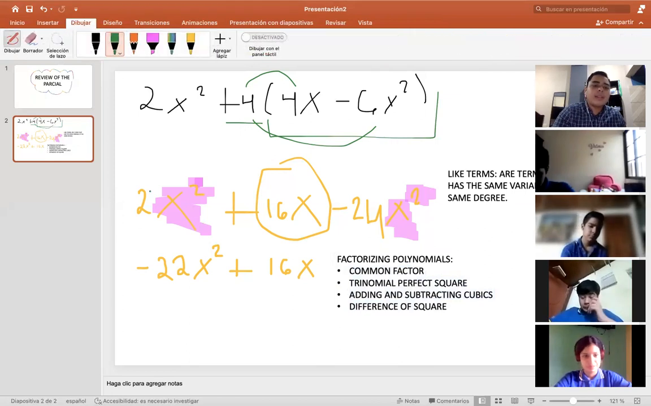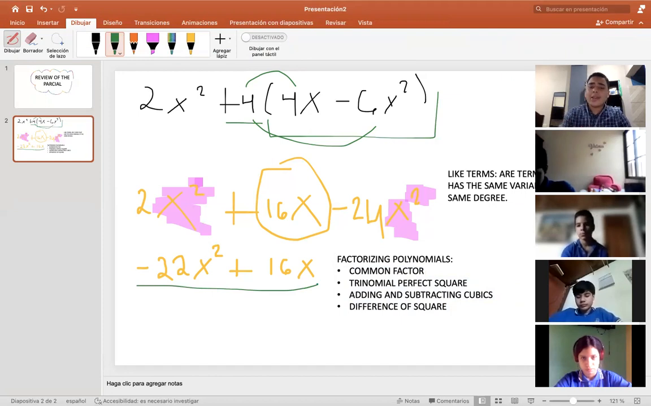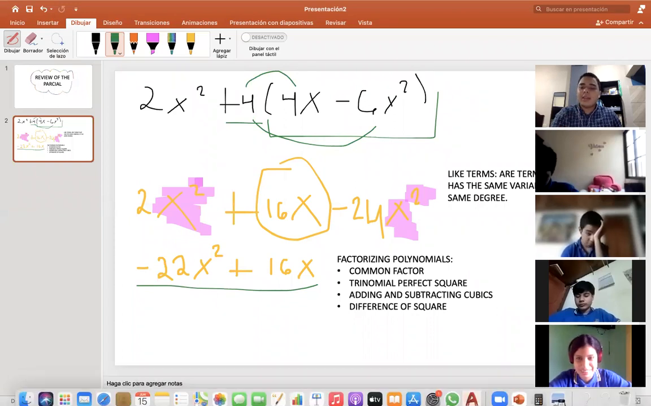Okay, now pay attention to this one. Let's continue working with the same polynomial. Do you see, guys, any way to factorize that polynomial? Yes or no? Jose Marlon says yes. What about the other ones? Do you see any way to factorize that polynomial? Alondra is saying yes.